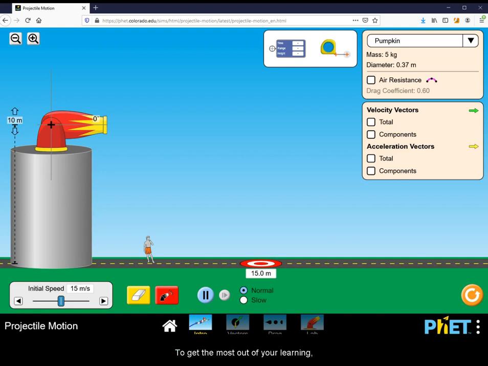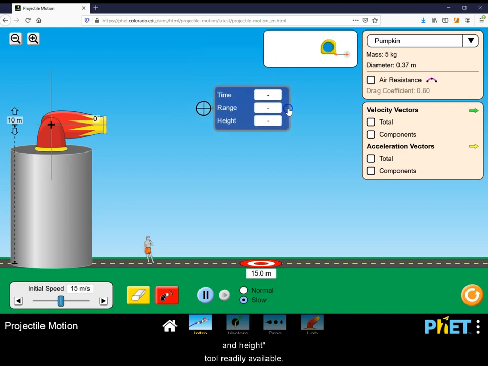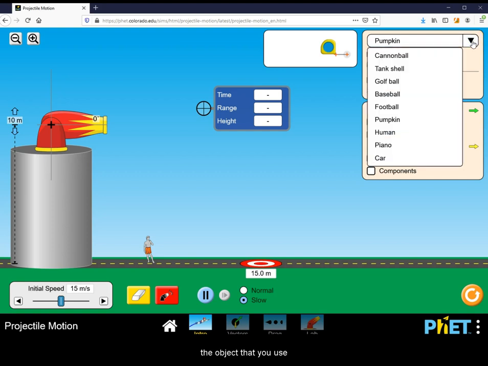To get the most out of your learning, it is recommended that you set the simulation to slow. And you have the time range and height tool readily available. As long as you don't turn on air resistance, the object that you use does not matter. You will be able to verify this.